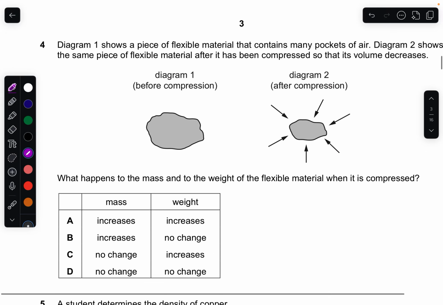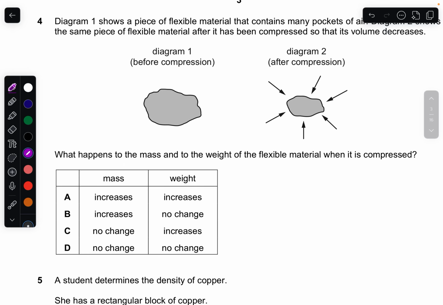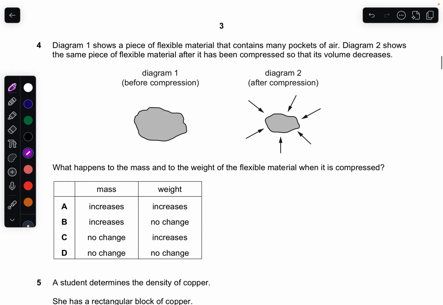Okay, moving to the next question. Diagram 1 shows a piece of flexible material that contains many pockets of air. Diagram 2 shows the same piece of flexible material after it has been compressed so that the volume is decreased. What happened to the mass and weight of the object? Okay, mass is the quantity of matter, so it does not depend on the volume. If you're squeezing it, changing its shape, if the quantity of matter is the same, the mass will be the same. So you have to choose between C and D, and we know weight is equal to m into g. Mass is not changing, g is not changing, so weight will also not change. So option D is correct.